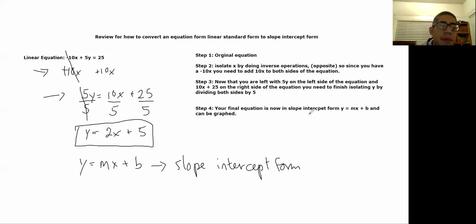Again, this is a type of review. You should know how to do this, but it's been about a week or two since you might have done this, so we're going over it now. These are all things you should have in mind as you move into the actual problems. By doing all of this, we have converted a regular equation that's in standard linear form into slope-intercept form.